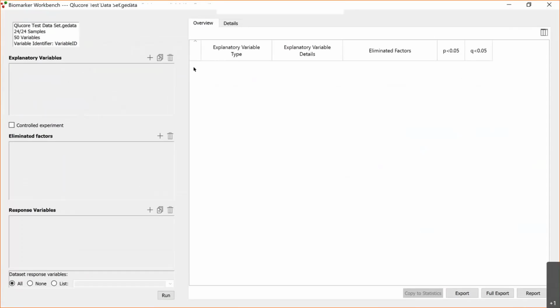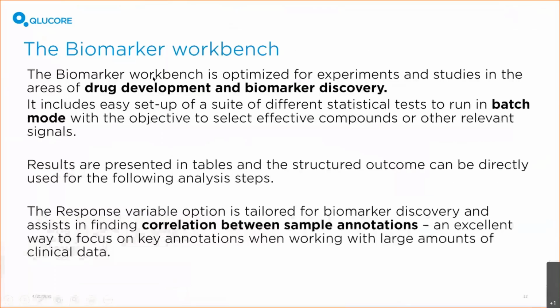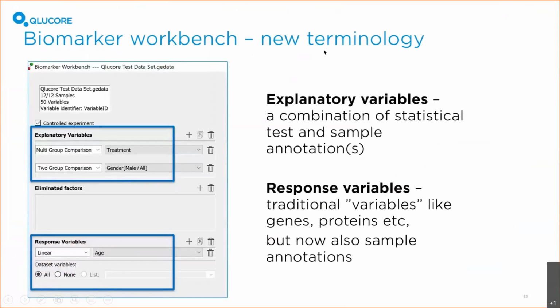Let's maximize it. And before we start with that, there is some new terminology. We talk about explanatory variables. So that's a combination of statistical tests and sample annotations, as you are used to. But now we changed the name here to explanatory variables. And we also have something called response variables. And these are both the traditional variables like genes, proteins, and so on, but now also sample annotations when we are looking for correlation between sample annotations. So let's see how this is done.